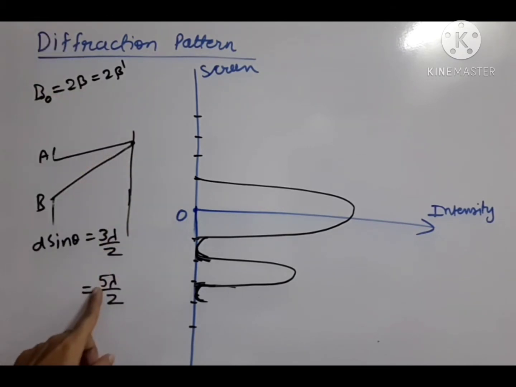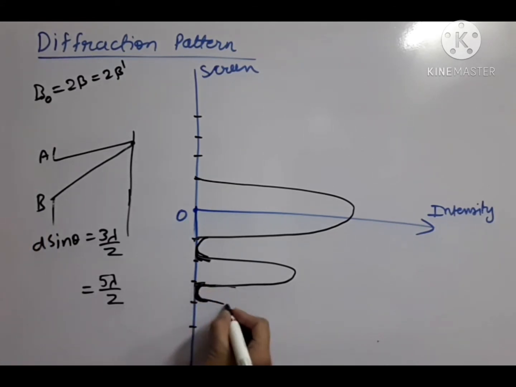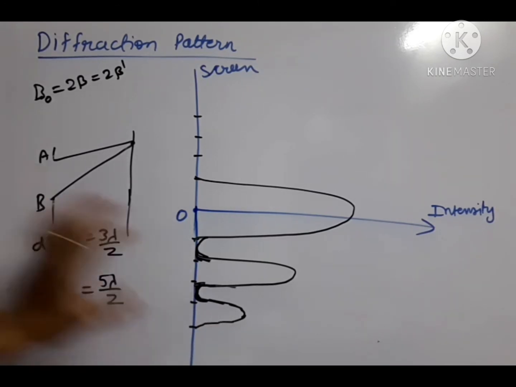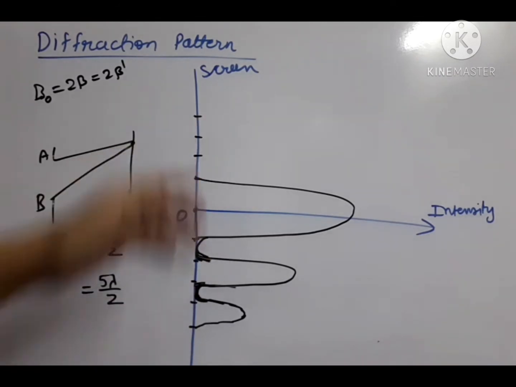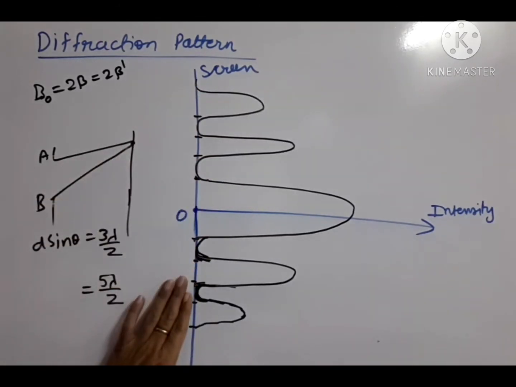In the same manner, when d sin theta is 5 lambda by 2, we divided the slit into 5 parts. Out of that, 4 parts cancelled each other and only 1/5 part remained. So this way the intensity keeps on decreasing. Okay, so this we have to show on both the sides of the center of the screen. The pattern is completed.